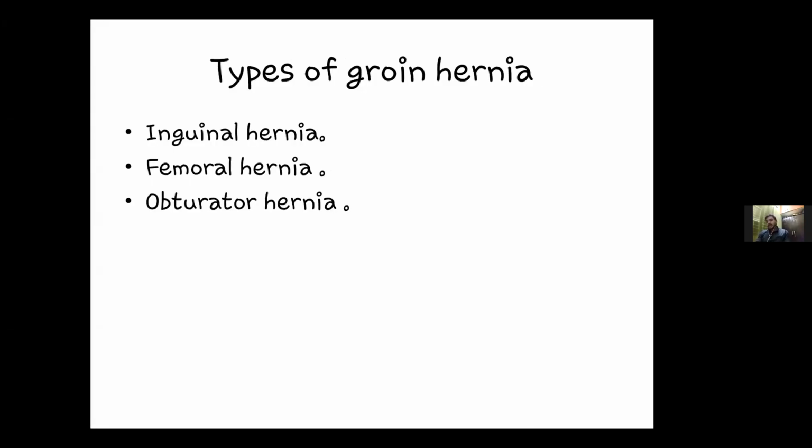I will start my presentation by naming out the types of groin hernia, which are the inguinal hernia, femoral hernia, and obturator hernia. Again, the inguinal hernia is further divided into direct inguinal hernia and indirect inguinal hernia based on their location. In the upcoming slides, I'll be discussing the history, the symptoms and signs of each groin hernia, and how the characteristic features of each groin hernia differentiate between one another.